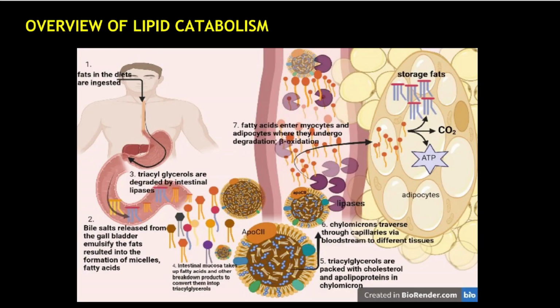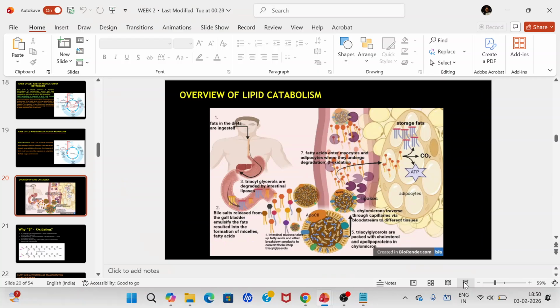Now, these triacylglycerols are packed with cholesterol and apolipoproteins in chylomicrons. These chylomicrons traverse through the capillaries via the bloodstream to different tissues. These fatty acids then enter the myocytes and adipocytes, where they undergo degradation, or beta oxidation we can say.